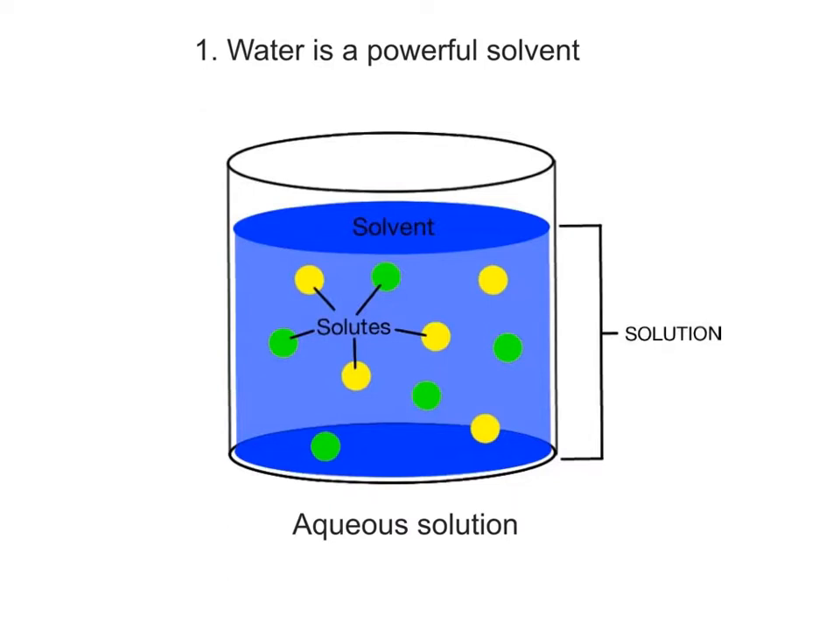A common water-based or aqueous solution generated by the body is sweat, which consists of water, the solvent, and its dissolved salts, which are the solutes. As a solvent, water provides an excellent environment for the body's metabolic reactions.